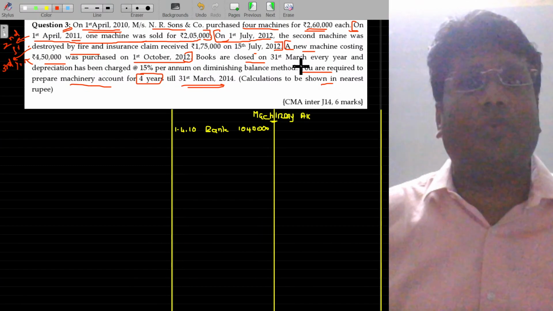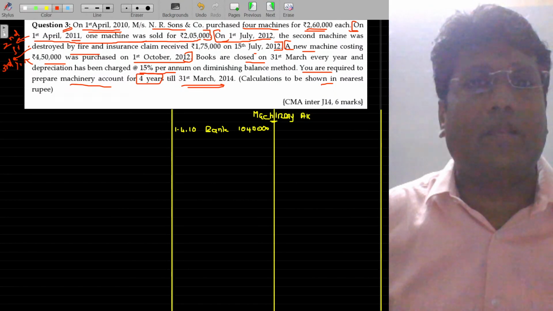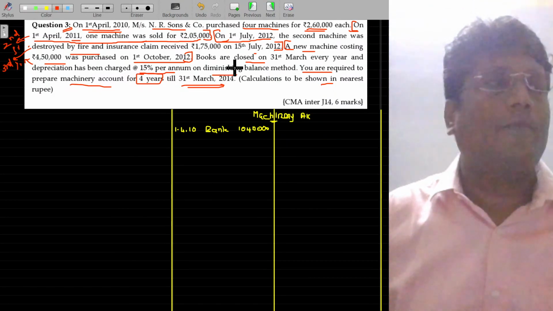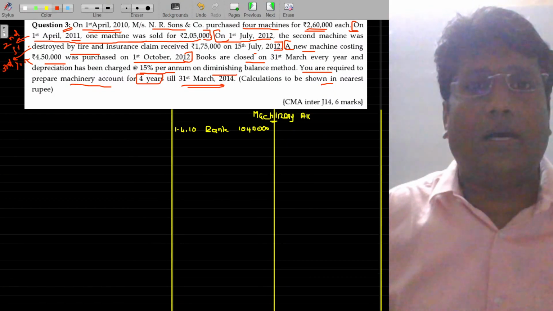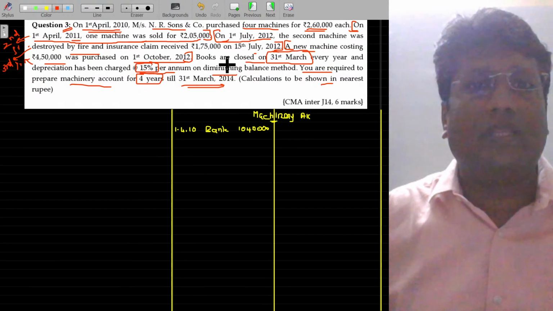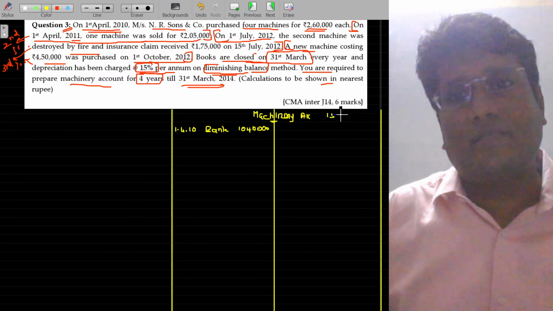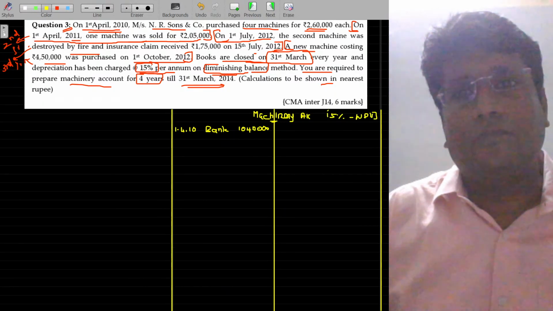Books are closed on 31st March every year and depreciation has been charged at the rate of 15% per annum under the diminishing balance method. So the year end being 31st March, the depreciation rate being 15%, the method of depreciation being diminishing balance method. Right. So 15% is the rate of depreciation, the method being WDV. You can make a note of this.